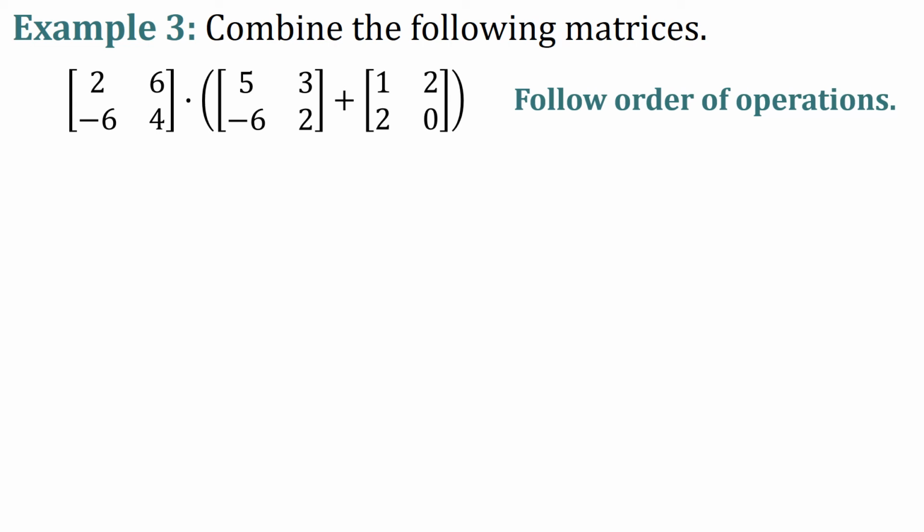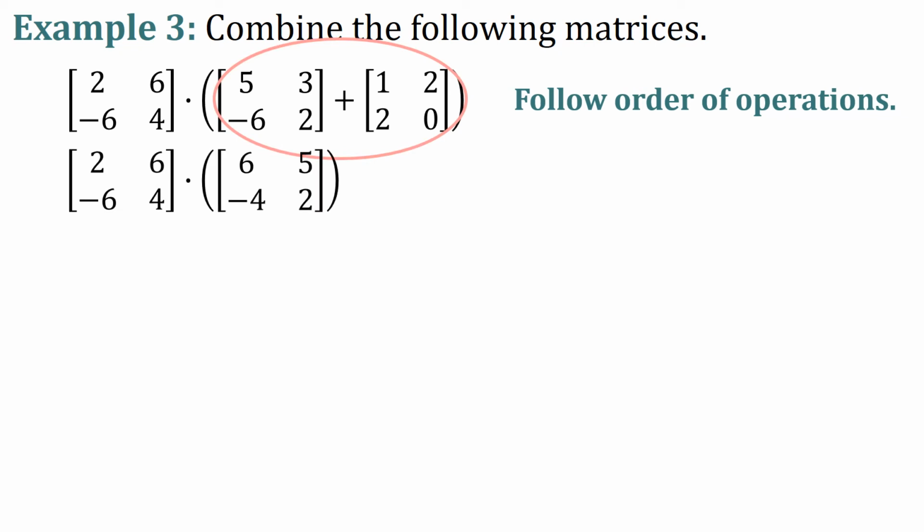Sometimes it'll work, but sometimes it causes your answer to be doubled, quadrupled. It'll just mess your answer up. So let's make sure that we follow order of operations. And our order of operations tells us to evaluate parentheses first. So that's what we're going to do. 5 plus 1 is 6, 3 plus 2 is 5, negative 6 plus 2 is negative 4, and 2 plus 0 is 2. So now we need to multiply, just like we did last time.